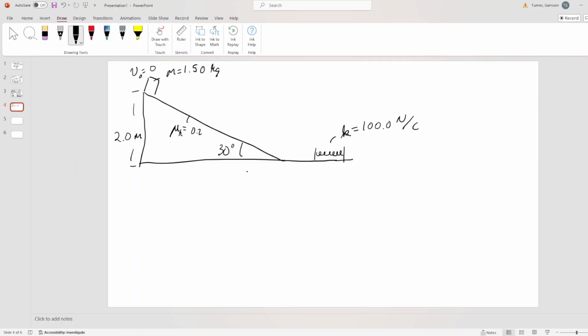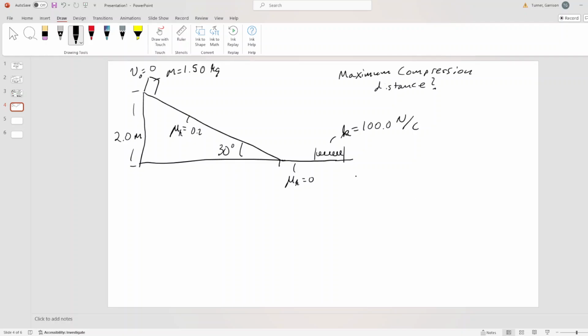Okay, so now here's the question. Once it reaches the bottom, the coefficient of friction goes away. So once it reaches the bottom of the ramp, it'll just continue to slide, and then it'll compress this spring. So the question is, what is the maximum compression distance?